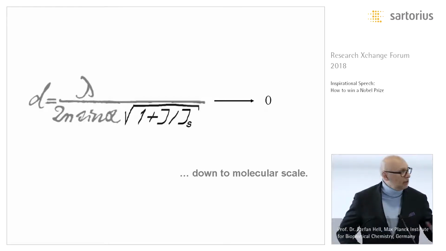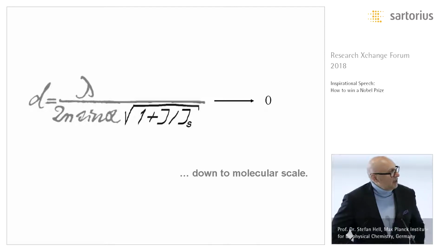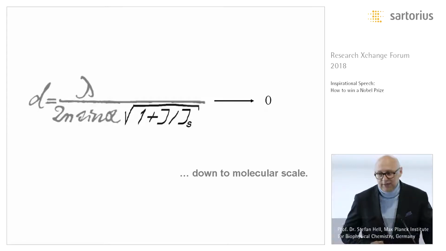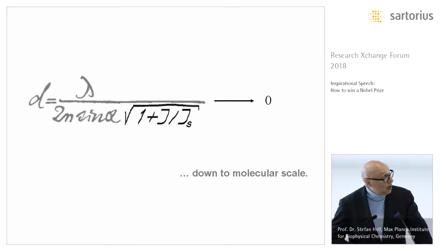Molecular dynamics, I could talk about that. But this is an inspirational talk, not a science talk in the first place. The only thing that I would like to mention here is that this equation, of course, means that it's no longer limited. The d distance really can go down to the molecular scale. And so this is now a total change, and we can really image with molecular scale resolution.